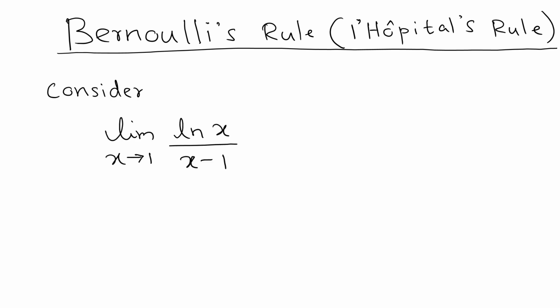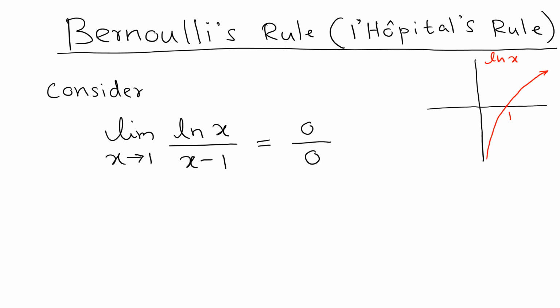So let's look at this limit problem. Limit when x goes to 1, ln x divided by x minus 1. If you look at the graph of the log function, it has an asymptote and goes to infinity, and at 1 it is 0. This is the graph of the natural log function. So what happens when x goes to 1, the top goes to 0, the bottom also goes to 0.